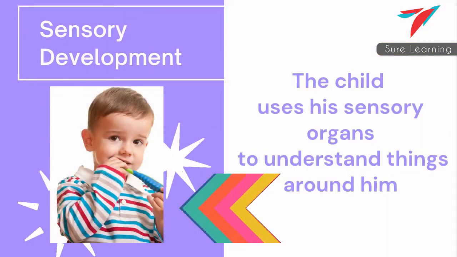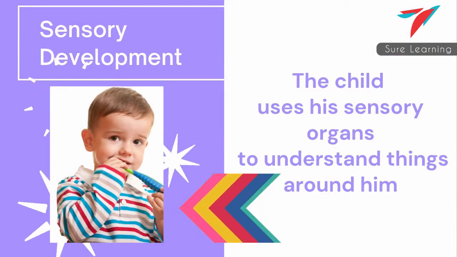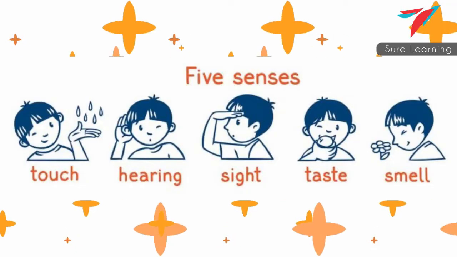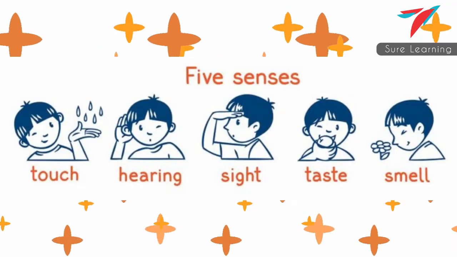Sensory development. It says about how the child uses his sensory organs to understand the things around them. Comprehension can be through sight, touch, taste, smell and hearing.